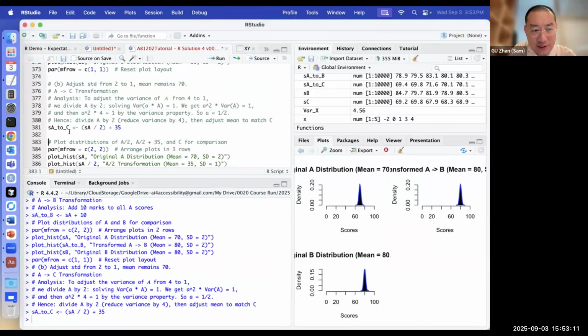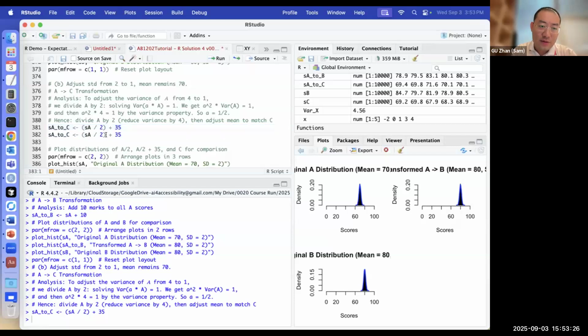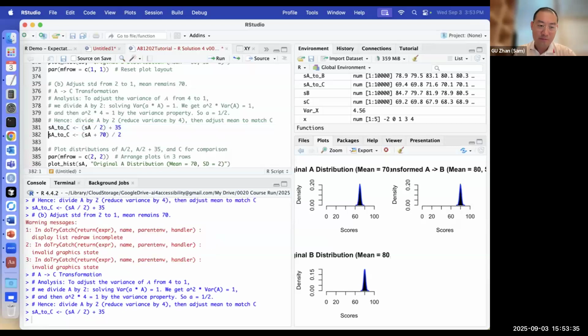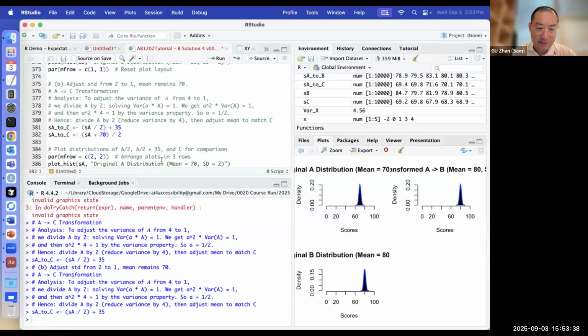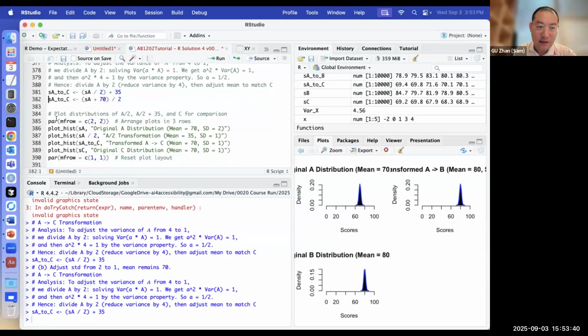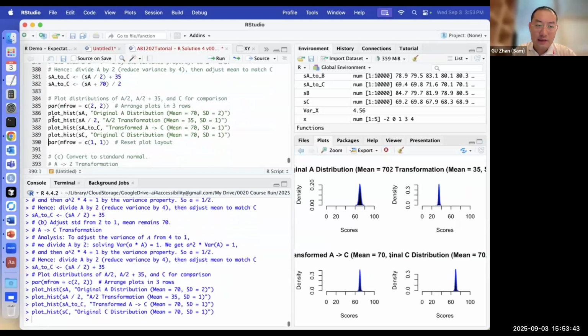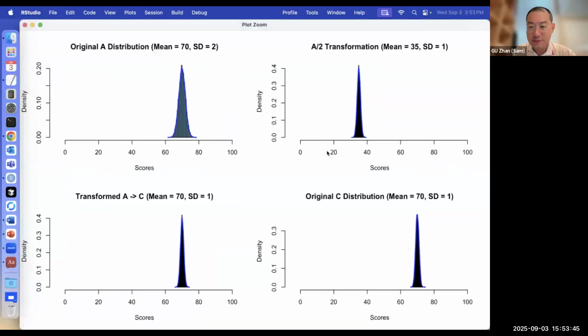So let's move on. Convert A to C: A divided by 2 plus 35. So this is 1 divided by 2 plus 35. Or you can do plus 70 divided by 2. These two results will be exactly the same. Okay, the same. So now let's visualize the second question.